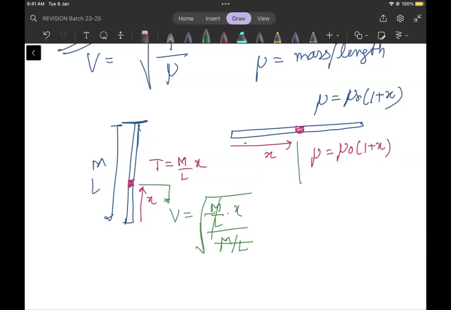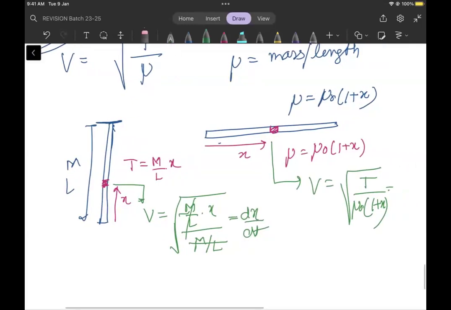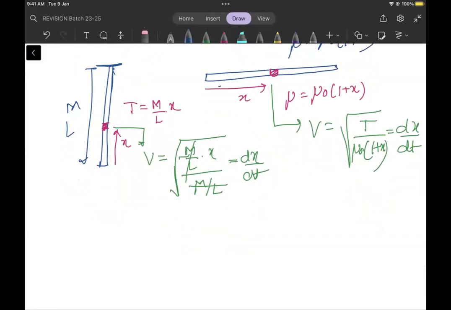And in this case, the velocity at this point will be given by root T upon mu naught into 1 plus x. And then you are expected to write this as equal to dx by dt, and then cross multiply and integrate both sides to find out whatever is to be found. This is the velocity.